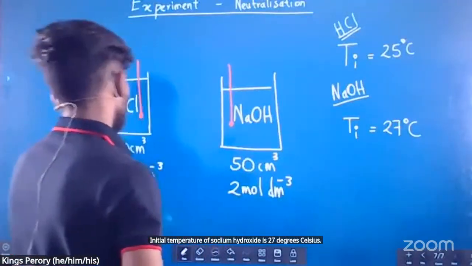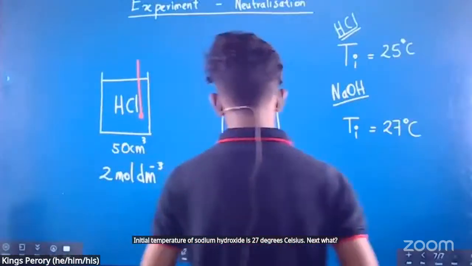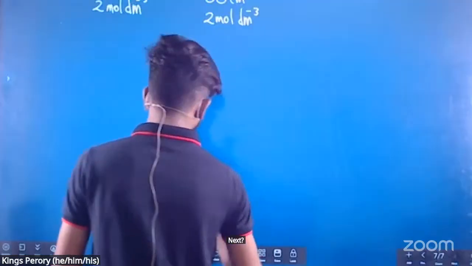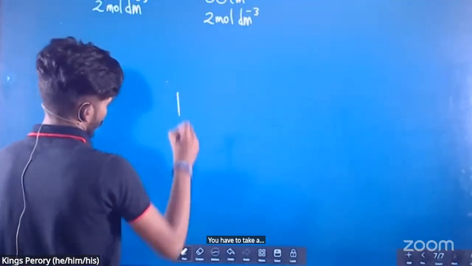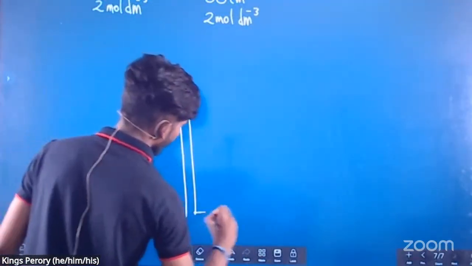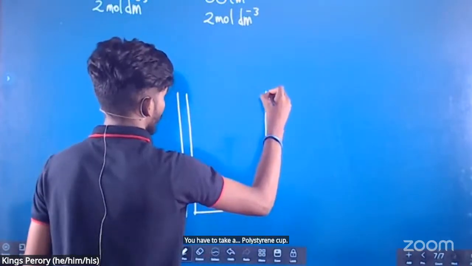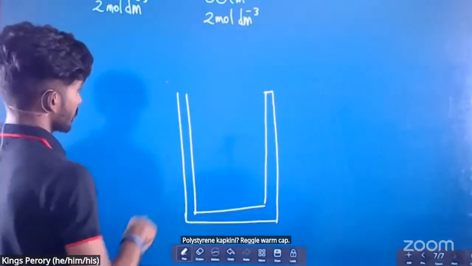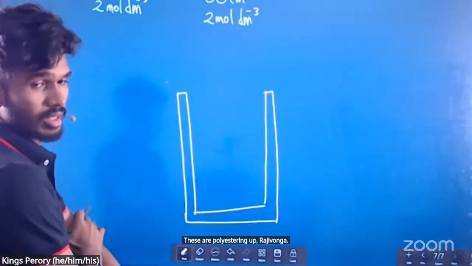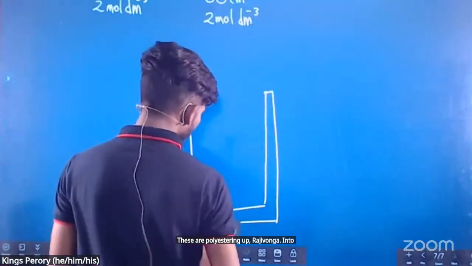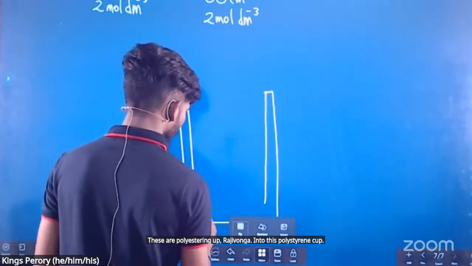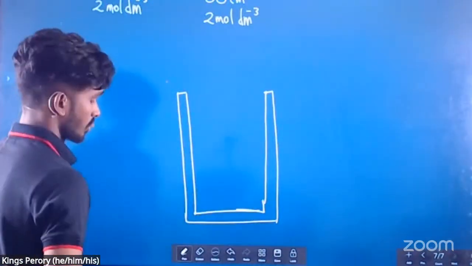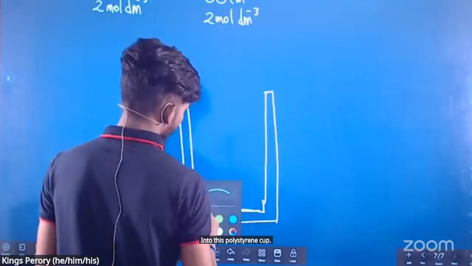Right. Next, you have to take a polystyrene cup, a regiform cup. This is a polystyrene cup, a regiform cup. Into this polystyrene cup, you put your HCl.